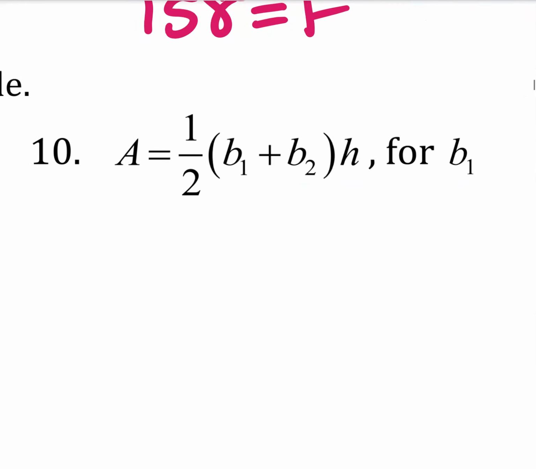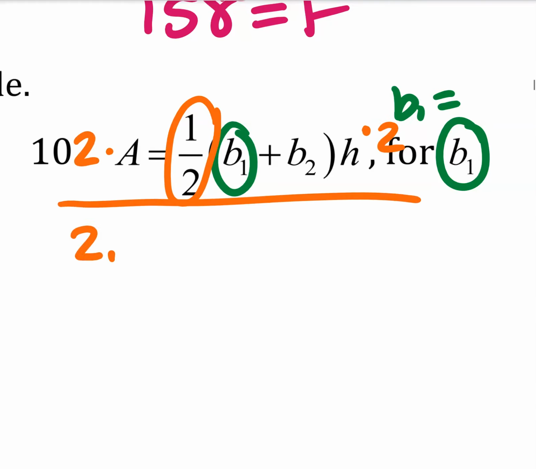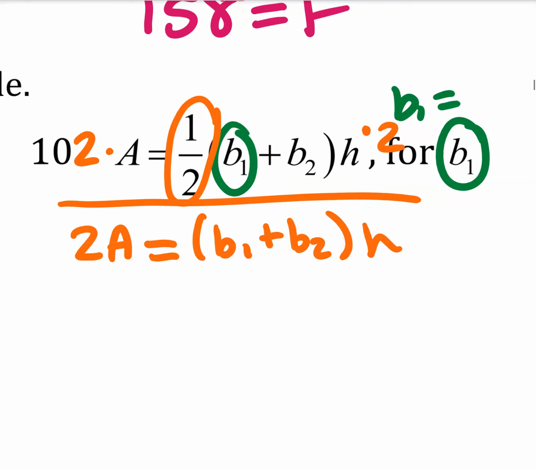And one more. Same idea. This time we want b1. We want b1 equals. So we're going to move everything away from the b1. On this one, there's a couple things that you can do. I really want to get rid of this fraction. That's what I would do first. To get rid of the 1/2, you have to multiply both sides by 2. So I get 2a equals, and I'm going to keep b1 plus b2 in parentheses times the h. That's why I'm keeping them in parentheses, because that h is still out there.